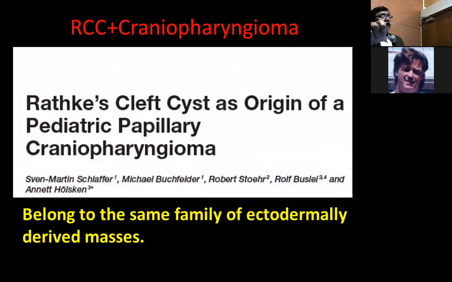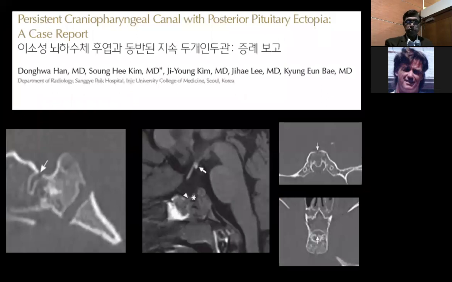Is there any relation between the Rathke's cleft cyst and the craniopharyngioma? Yes, because both originate from this Rathke's pouch, and people believe that these two are related to each other. So they belong to the same family of ectoderm. And there's a very lovely paper, persistent craniopharyngeal canal. You can actually see the canal coming from the pharynx going to the sella. And in this case, the pituitary is all deformed, the stalk is elongated, etc. Very nice paper.